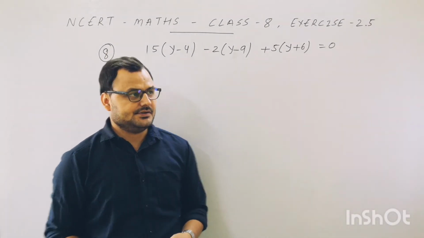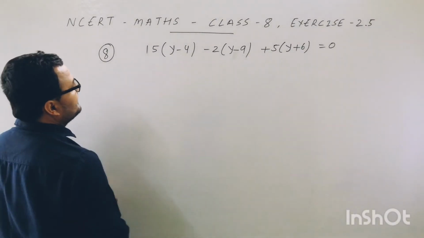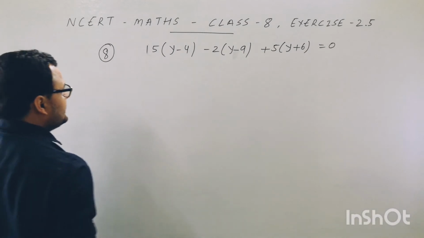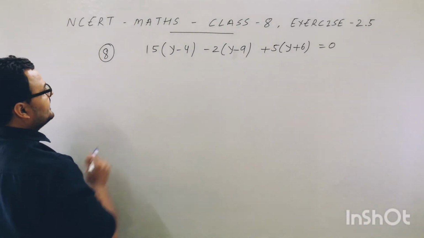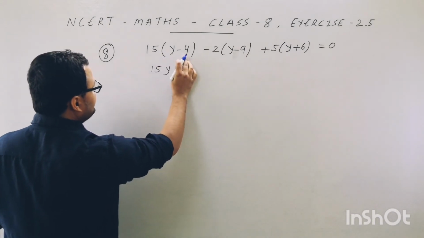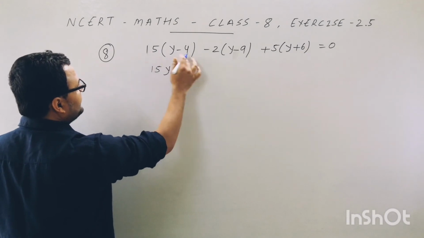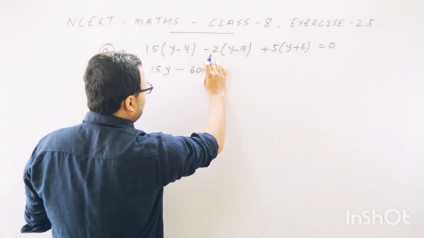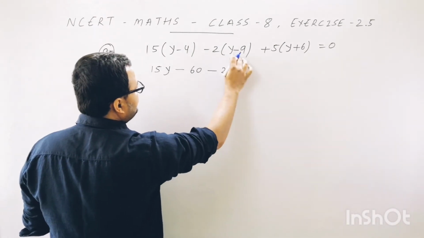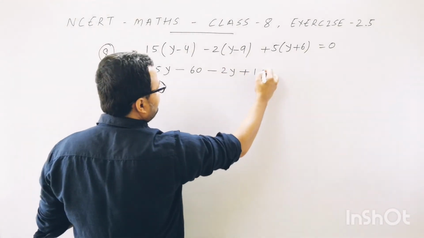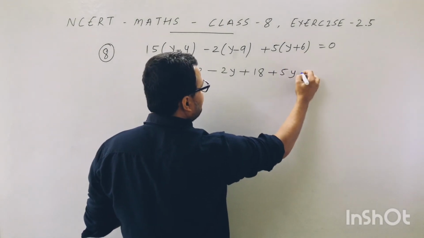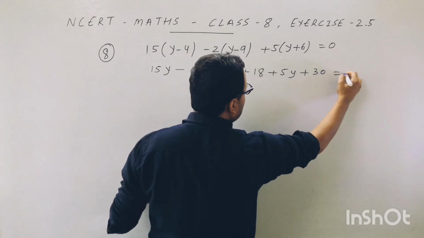Next question, question number 8. 15 into y minus 4 minus 2 into y minus 9 plus 5 into y plus 6 equals 0. Now we are going to remove the bracket one by one. Then 15 into y, so 15y. 15 into minus 4, plus minus minus, so minus 15 into 4 you got 60. Now minus 2 into y, minus plus minus 2 into y, 2y. Minus minus plus 2 into 9, 18, plus plus simply plus 5y, then 5 into 6 we got 30 equals 0.